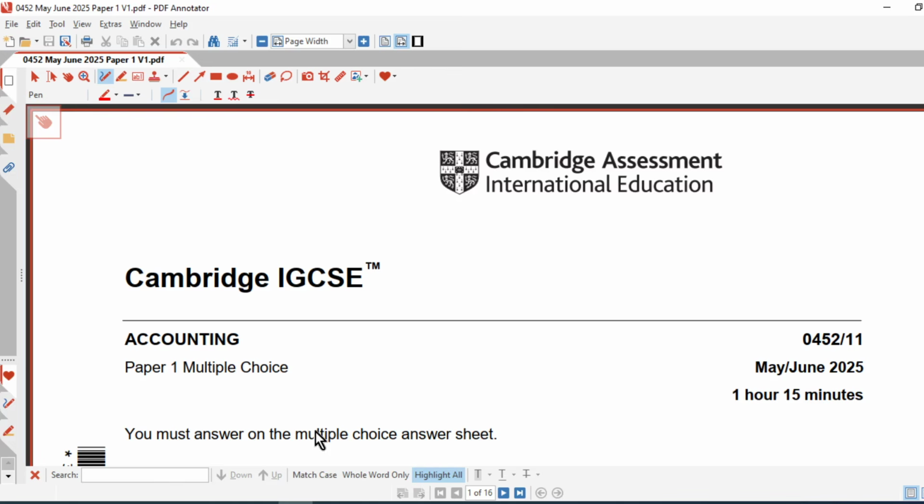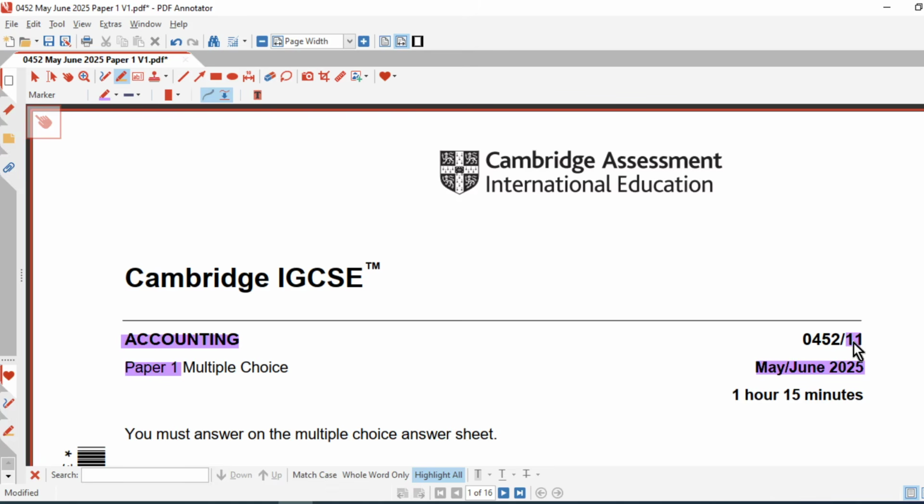So, today we're going to be discussing another new paper, right? This is the Accounting Paper 1 multiple choice paper from the May-June 2025 series. Now, this is variant 1 out of variant 3.